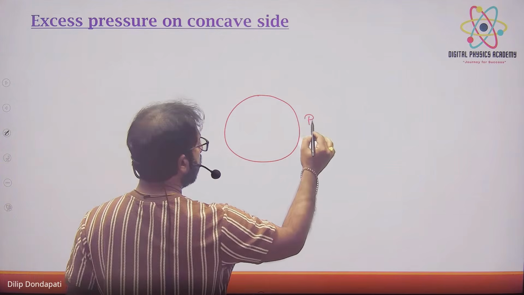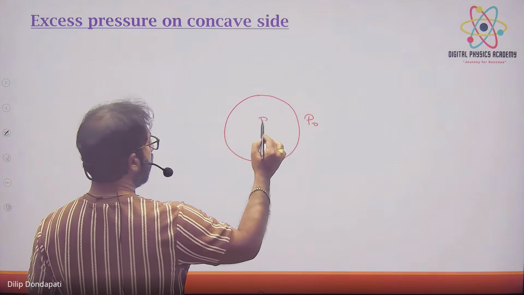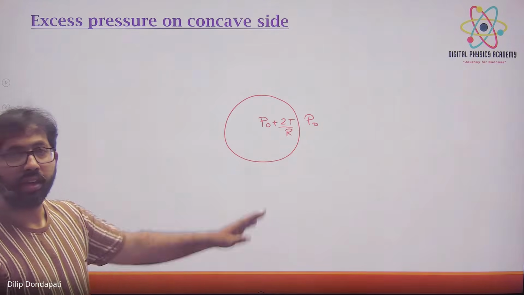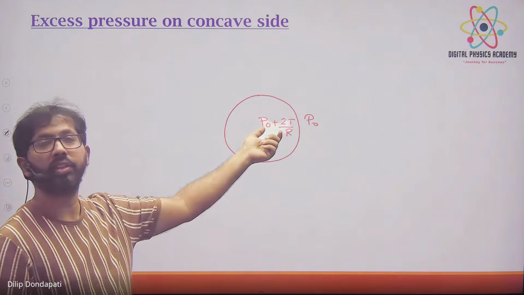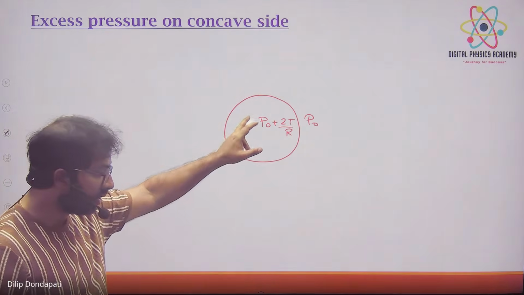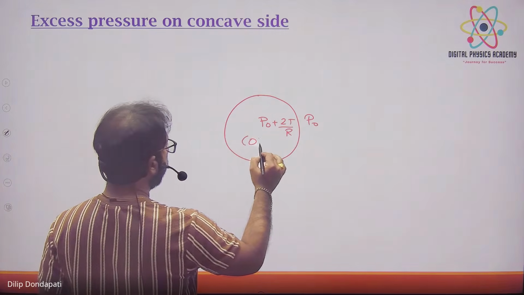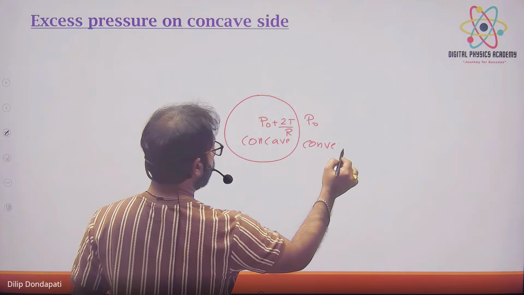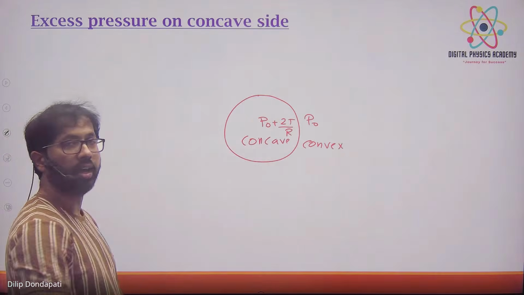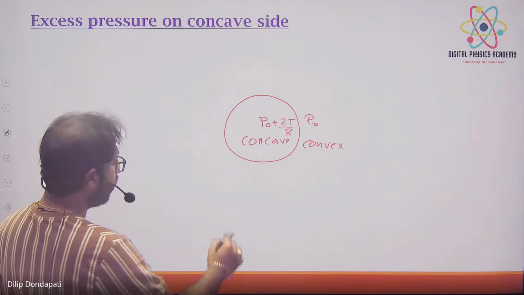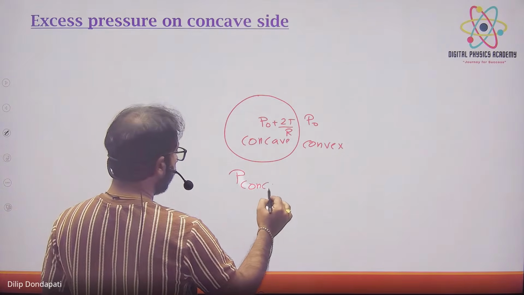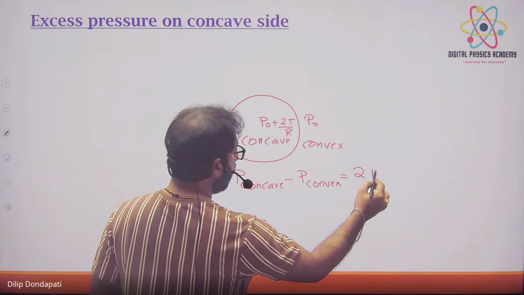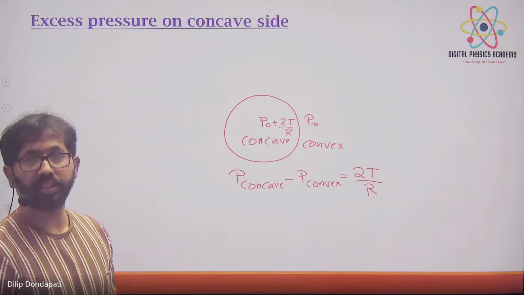Here P naught है तो concave side में कितना होगा? Tell me. P naught plus 2T by R. ये ज्यादा है, excess pressure है ना. Outside pressure से 2T by R ज्यादा है. So like that we have to tell. Concave side is always greater. So this is concave, cave है ना, गुफा. Outside is convex. So जो convex है उससे 2T by R ज्यादा है, वो याद रखो. That means you can write like this: P concave minus P convex is 2T by R. T is the surface tension, R is the radius of the bubble.